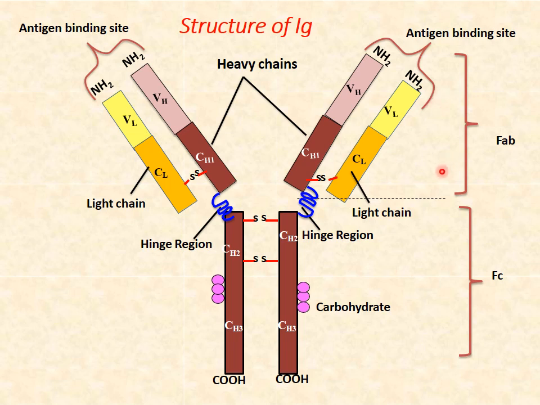Now, according to the function, it can be divided into two portions, FAB and FC. FAB means fraction for antigen binding, the antigen binding site. There are two antigen binding sites, so the immunoglobulin molecule is bivalent. Each immunoglobulin molecule can bind with two antigens. It has complementary sites for two antigens. So FAB is for antigen binding and FC is the fraction crystallizable, that means the fraction which can be crystallized.